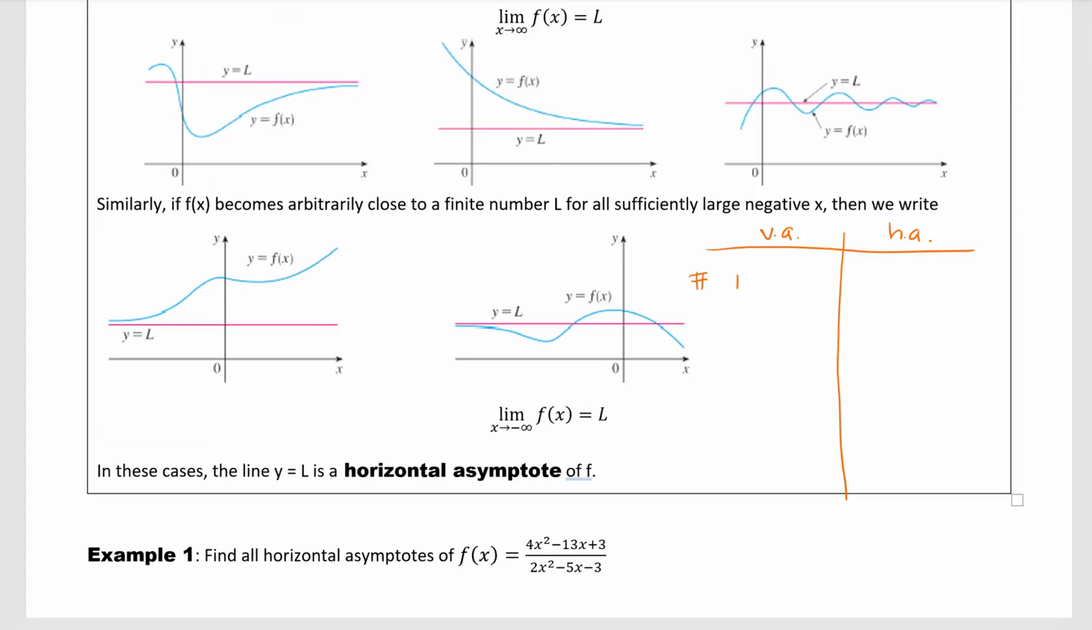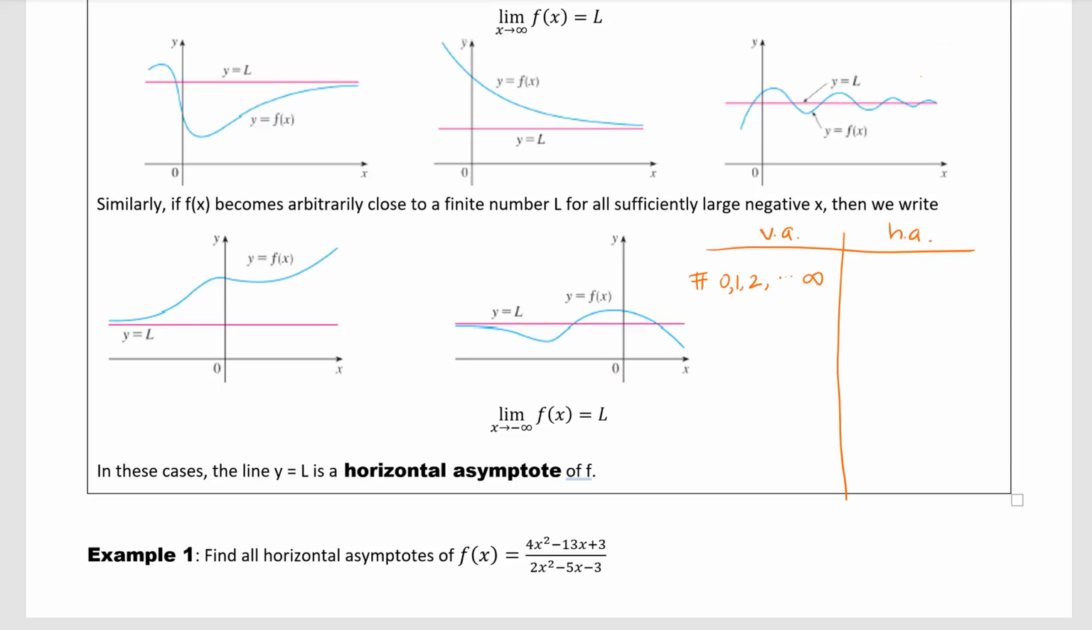We can have 0, of course. We can have 1 vertical asymptote. We can have 2. And actually, we can have as many as we want. Infinity, right? Because think about tangent x. The tangent x is a periodic function. We have infinitely many vertical asymptotes, right? So that's why the number of vertical asymptotes could be infinity.